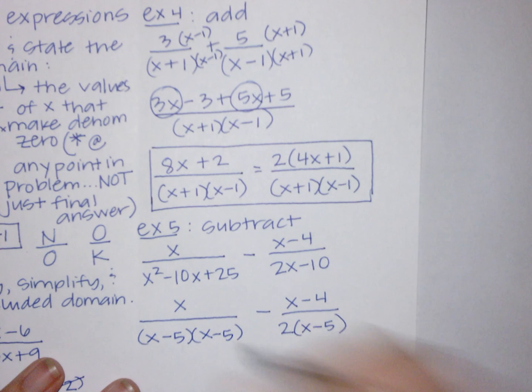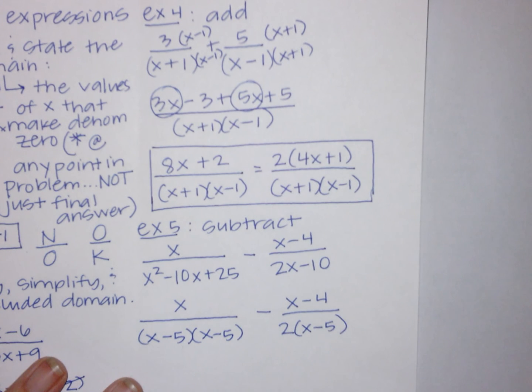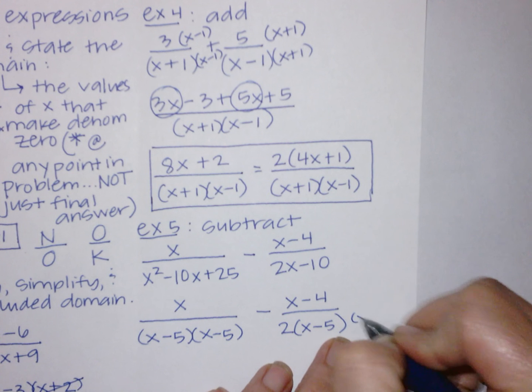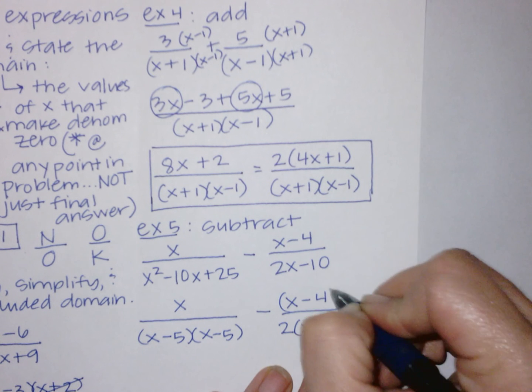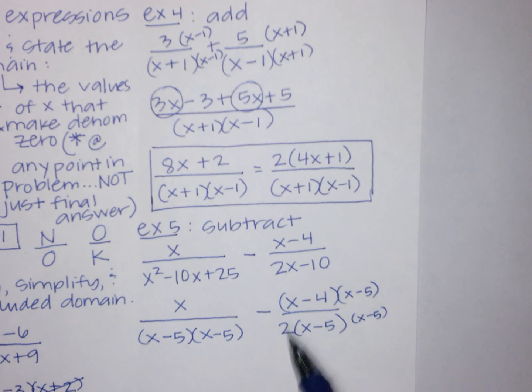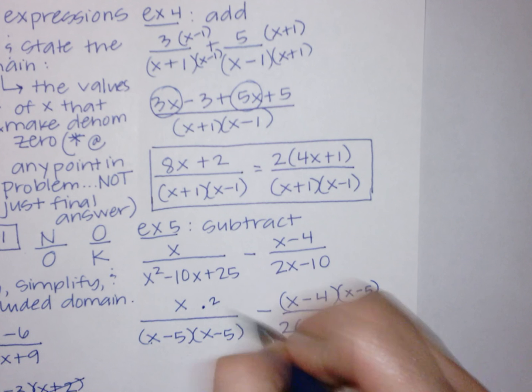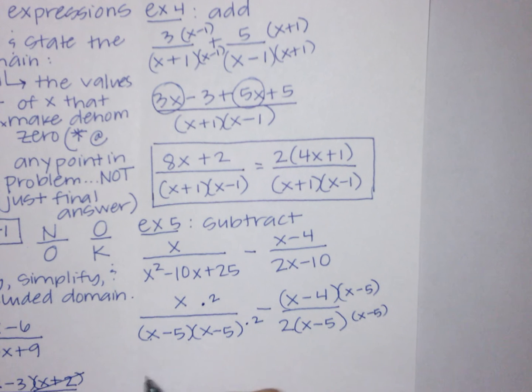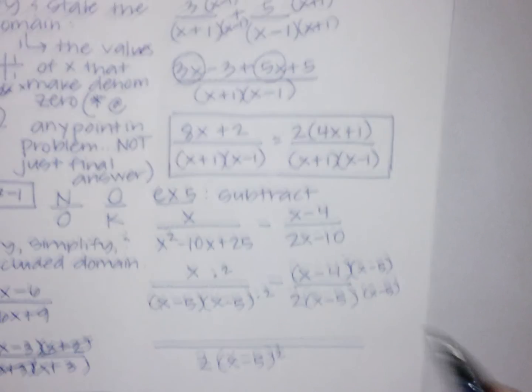So here is what our factored denominators are, and now I need to match them perfectly. So this is an x minus 5 and x minus 5. This only has 1. So I'm going to do x minus 5, multiplying. So I need to put it in parentheses. Now this one doesn't match this one because it needs a 2. So times 2 times 2. So my common denominator is 2 times x minus 5 squared. I'm being fancy by putting it like that. You can write it the other way.